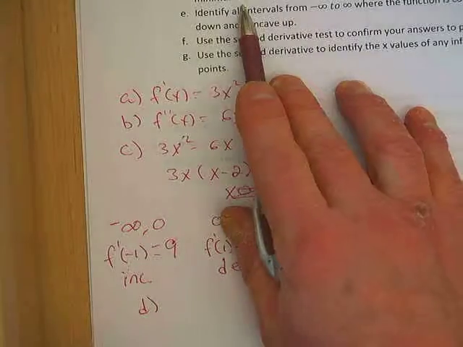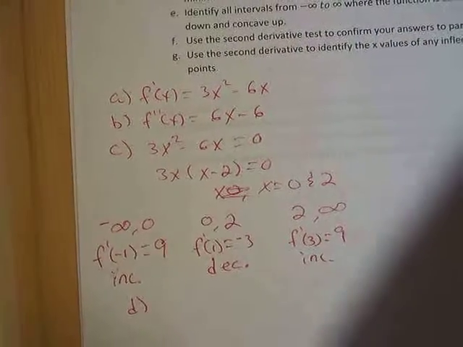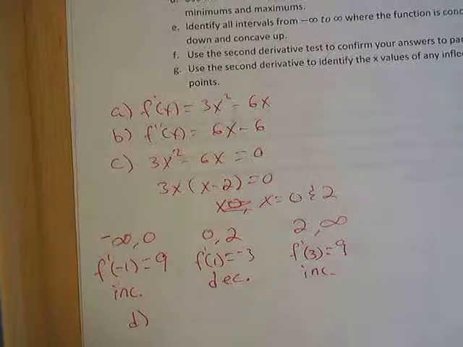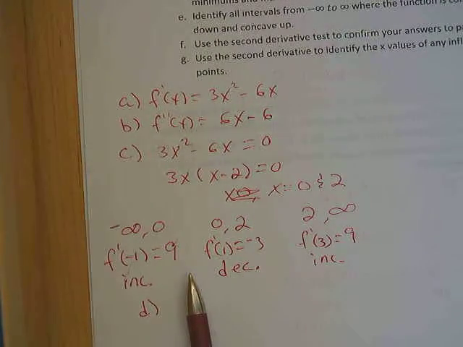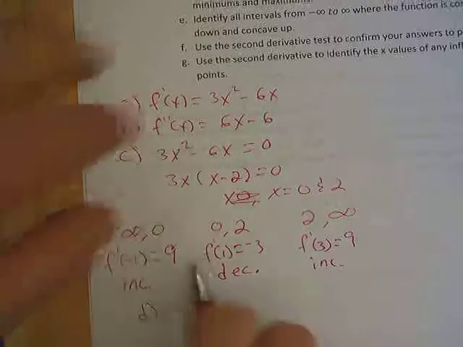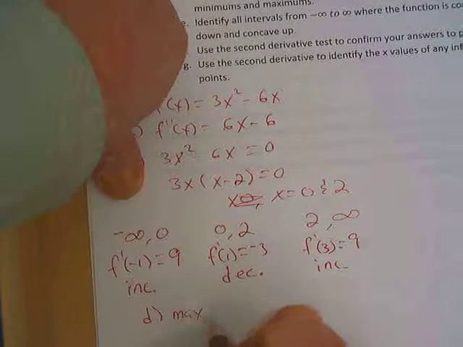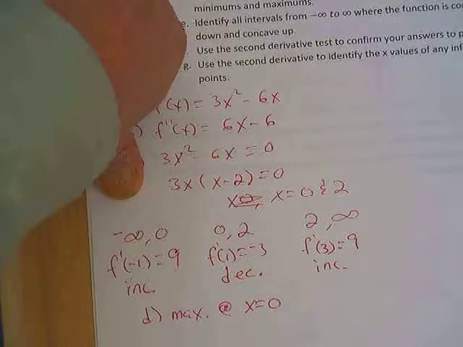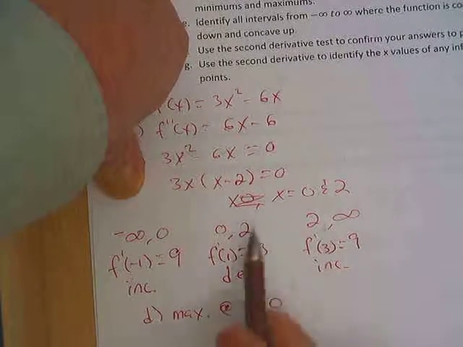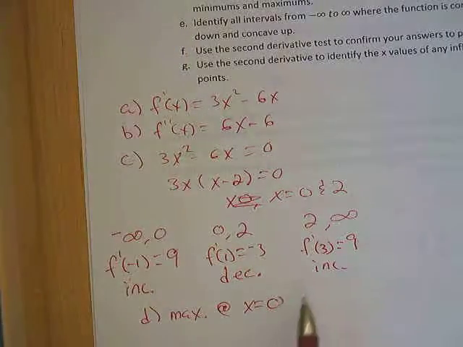Okay, part D. Use the information from C to identify x values of any relative mins or maxes. Okay, so something is going on at 0, right? Because from negative infinity to 0, the function is increasing. After 0, the function is decreasing. So that means at x equals 0, the original function has a min or a max. A max. So in D, we'll say a max at x equals 0.